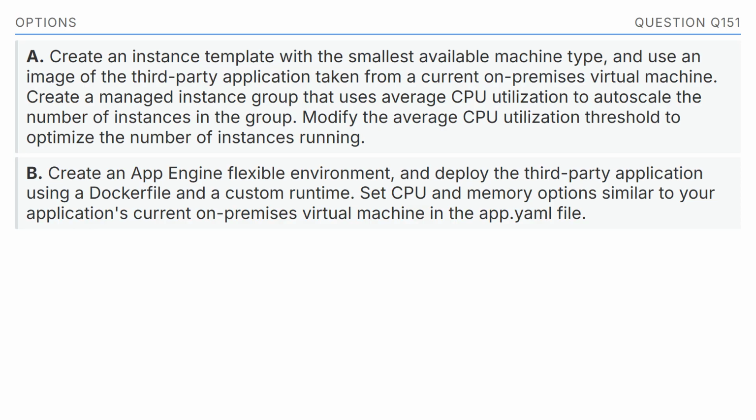Option B, create an App Engine flexible environment, and deploy the third-party application using a Docker file and a custom runtime. Set CPU and memory options similar to your application's current on-premises virtual machine in the app YAML file.